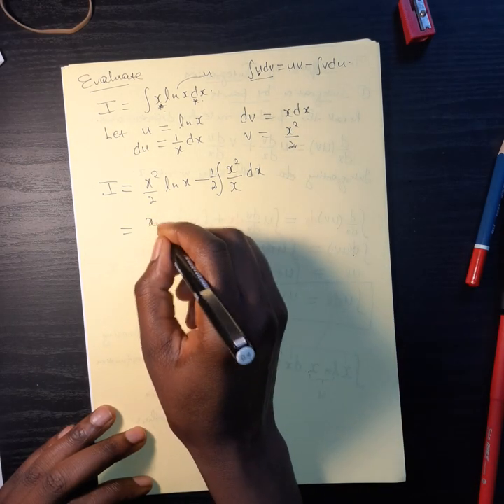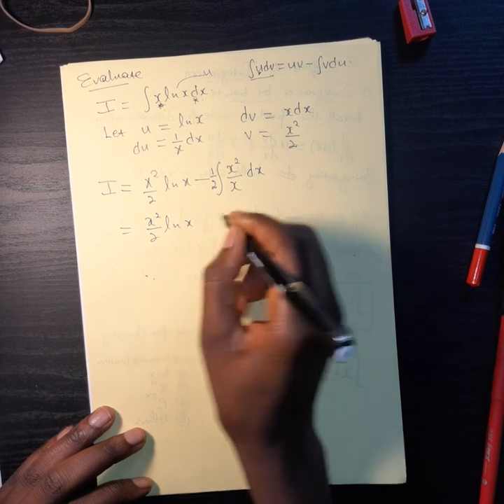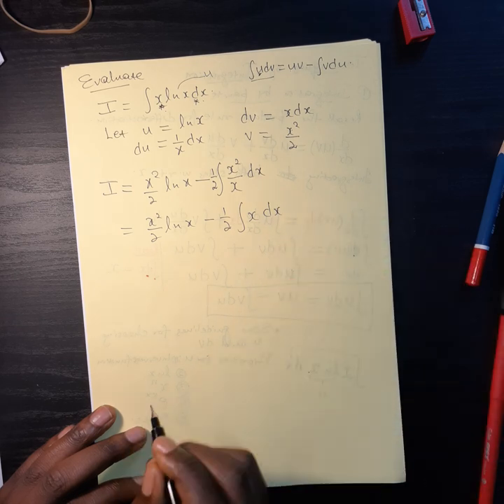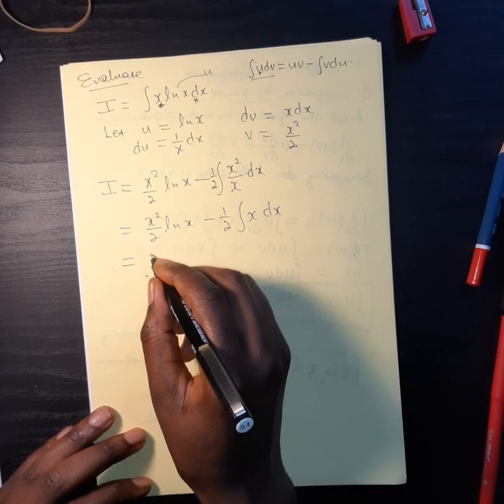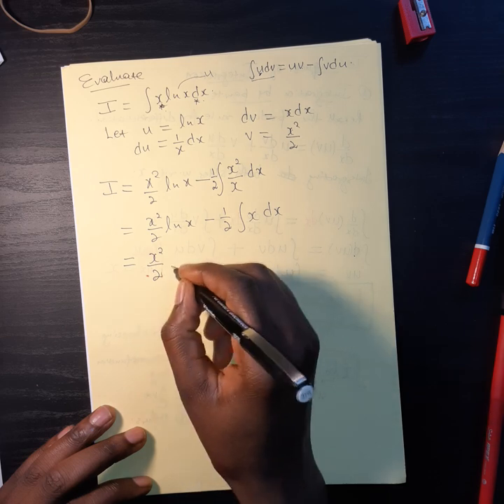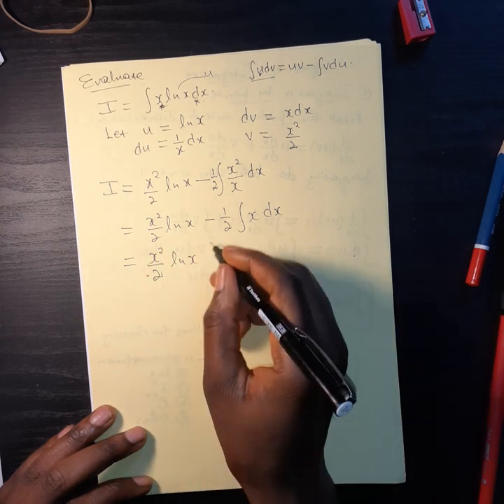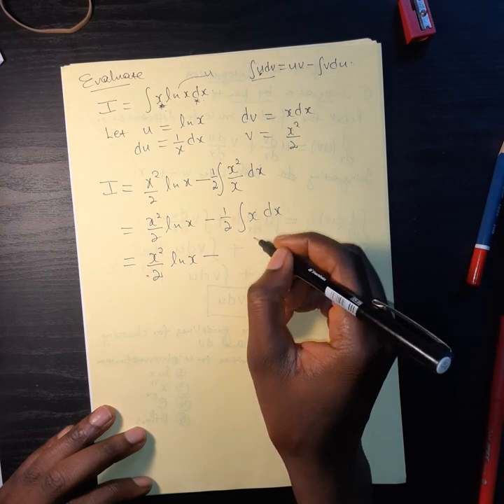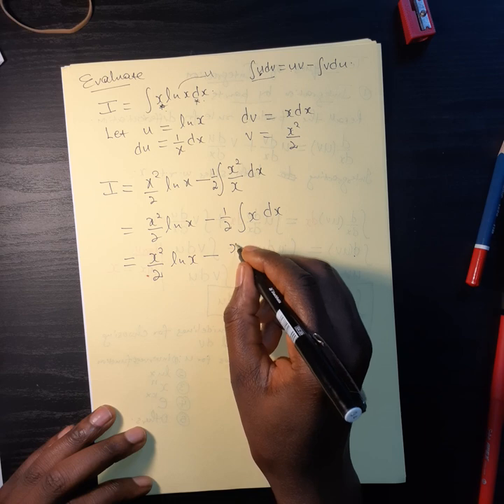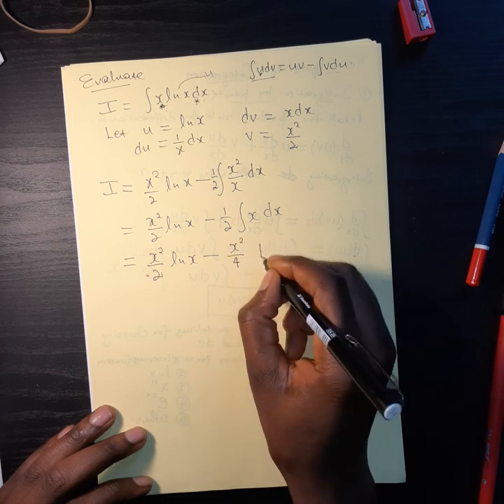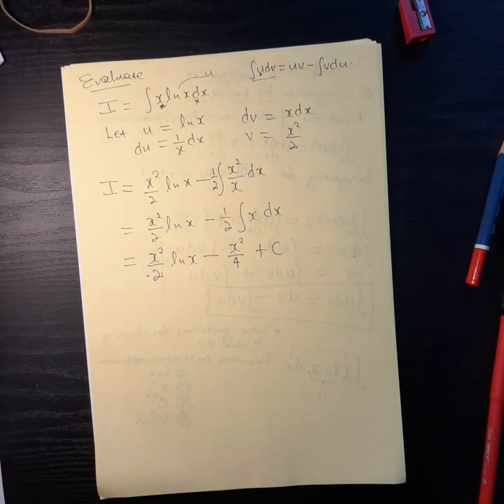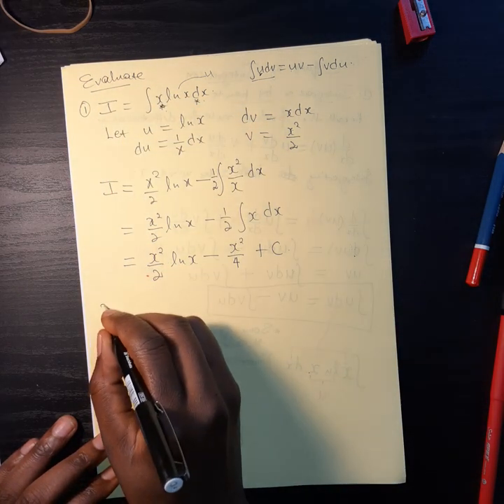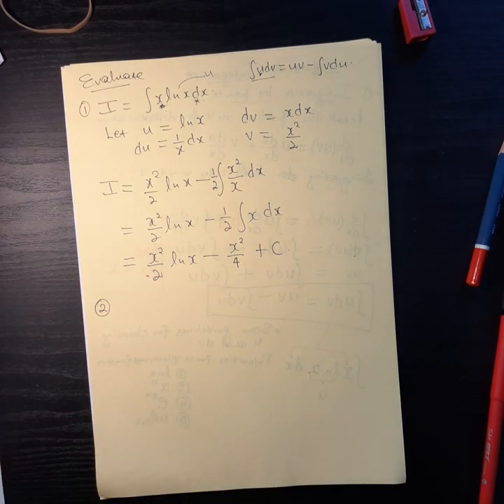So we have x squared over 2, the ln of x, minus 1 over 2, the integral of x dx, which is going to give us x squared over 2, the ln of x, minus, then we know how to integrate x, so it's just x squared over 2. So we are left with x squared over 4 plus c. There we are. So that was example number 1.